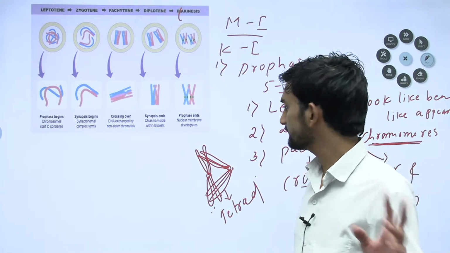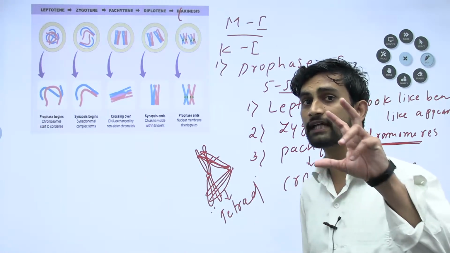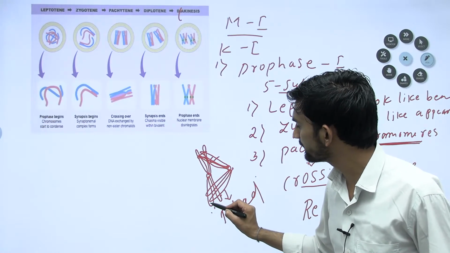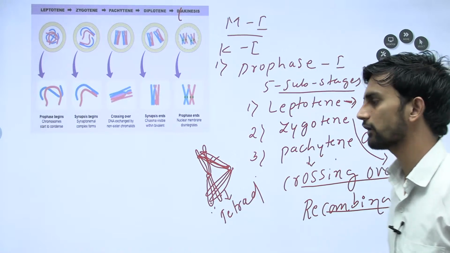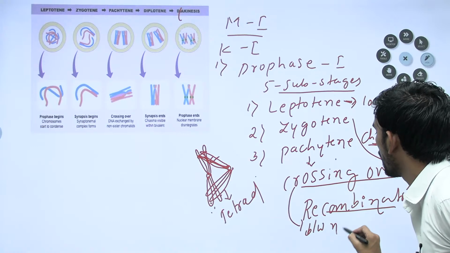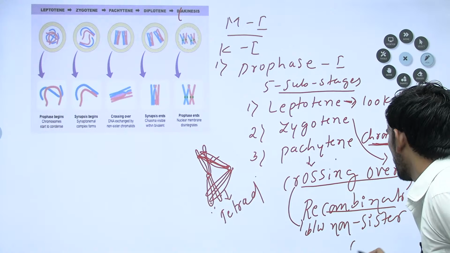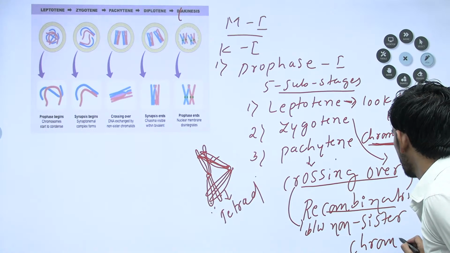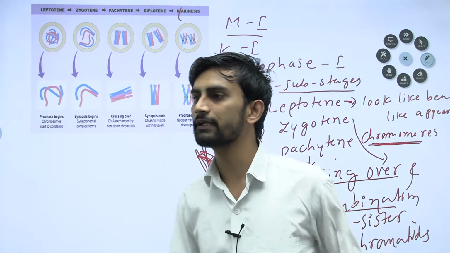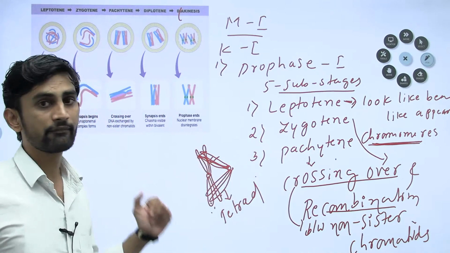Tetrad means here two sister chromatids, and these two are called sister chromatids. Where exactly is this crossing over occurring? Crossing over occurs between the two non-sister chromatids. Always you should remember, crossing over is always between non-sister chromatids. Underline, this is very important. So where exactly does crossing over take place? Between two non-sister chromatids. Two events occur.